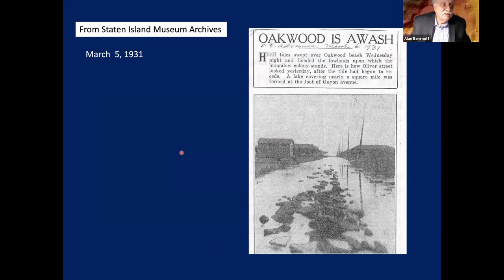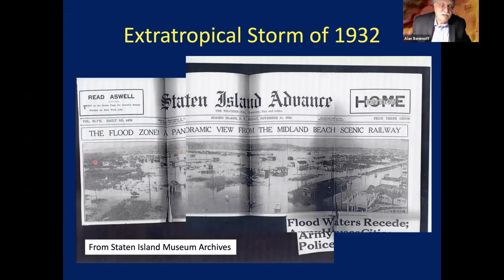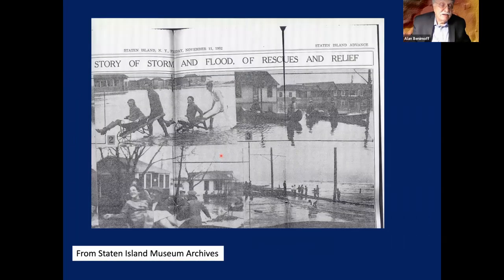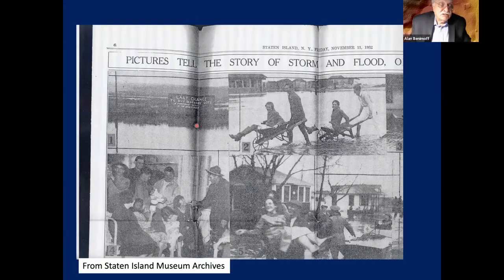Oakwood's awash here. This is from 1931, and you could see here from the extratropical storm of 1932. Here's the high ground on Staten Island, and you could see the area was inundated by this tropical storm. And then there's some images of people around here in the zone that was inundated. And then I saw an interesting sign here, and I'm going to blow it up here.